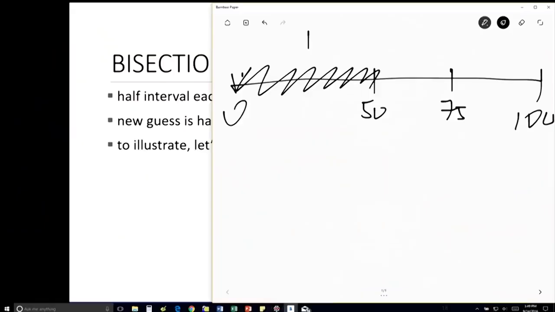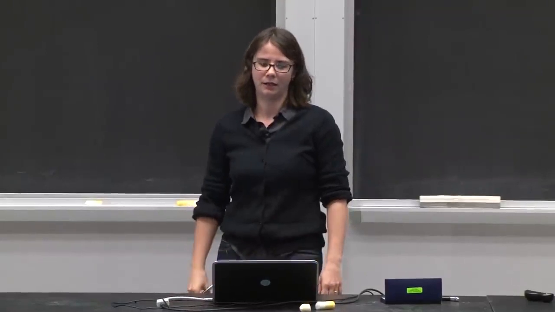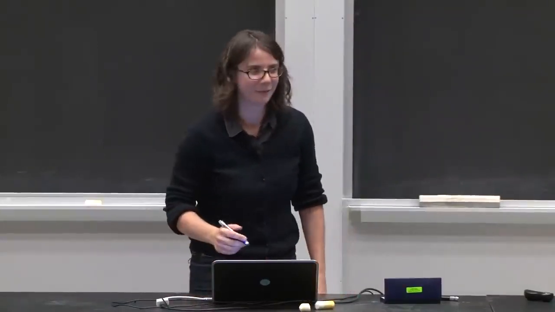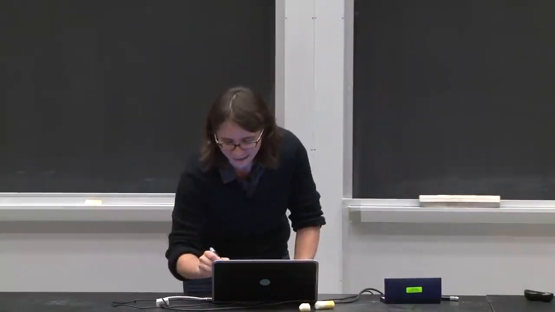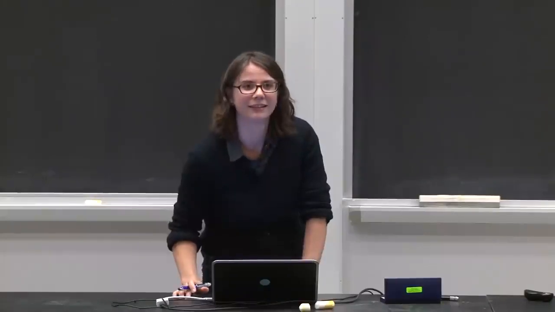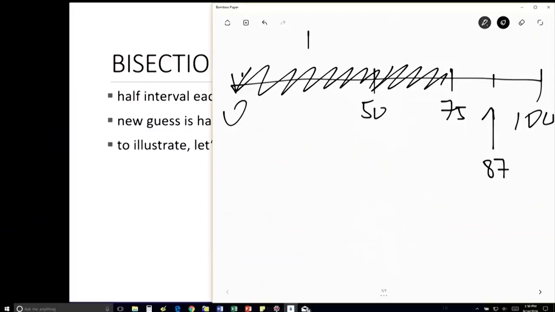Is your number lower or higher? Higher. OK, so since it's higher, I'm eliminating this half here. Is your number between 75 and 100? Oh boy, you're putting me on the spot. 87, thank you. 87. Higher or lower? Lower. OK. So since it's lower, I'm eliminating that half.